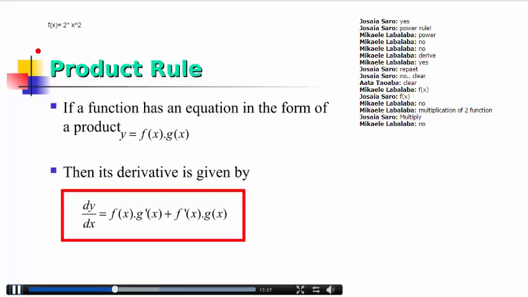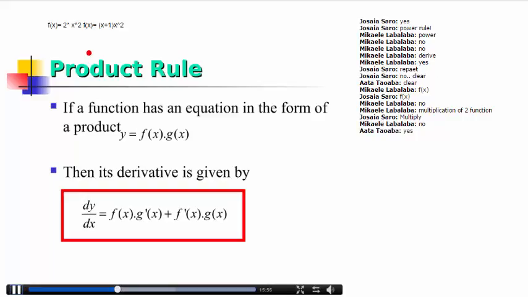But if you have your f(x), which is equals to (x plus 1) into x squared. Now, will you be applying product rule here? Will you? Can you apply product rule here?